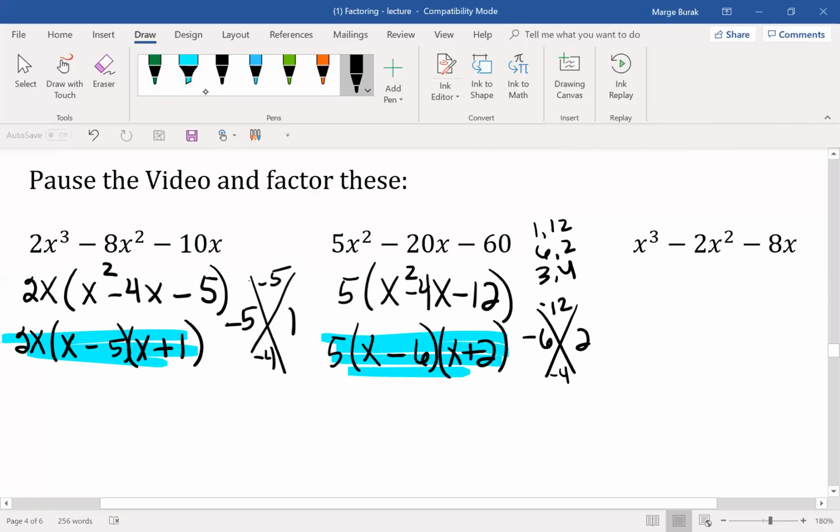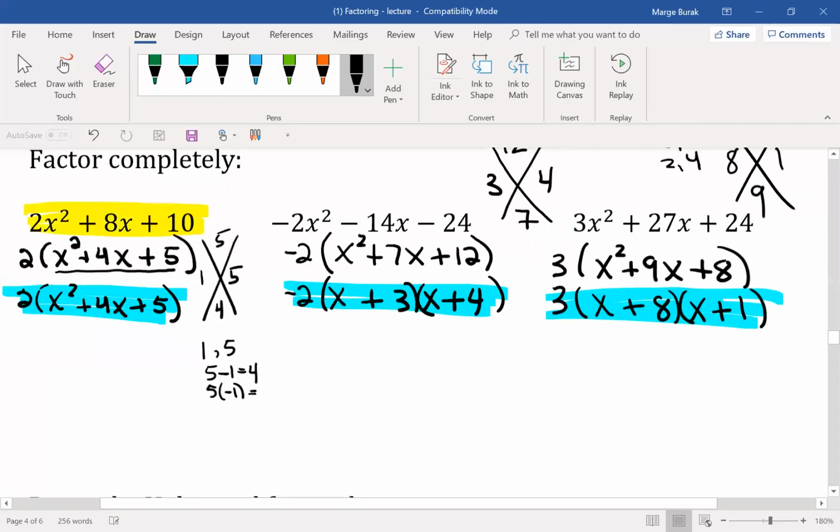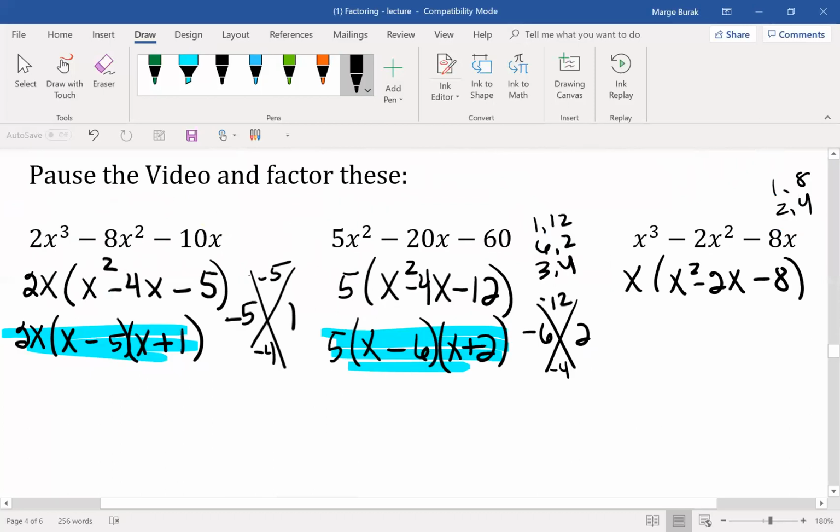Looks like they all have an x. Let's pull that common factor out so I get a perfect standard form trinomial that I can factor. All right, so 8 can be 1 times 8 or 2 times 4, and I need a 2. So I'm going to get my 2 times 4. Let's see, I'll make my x right here. It's got to multiply to -8, add to -2, so that means the 4's got to be negative.